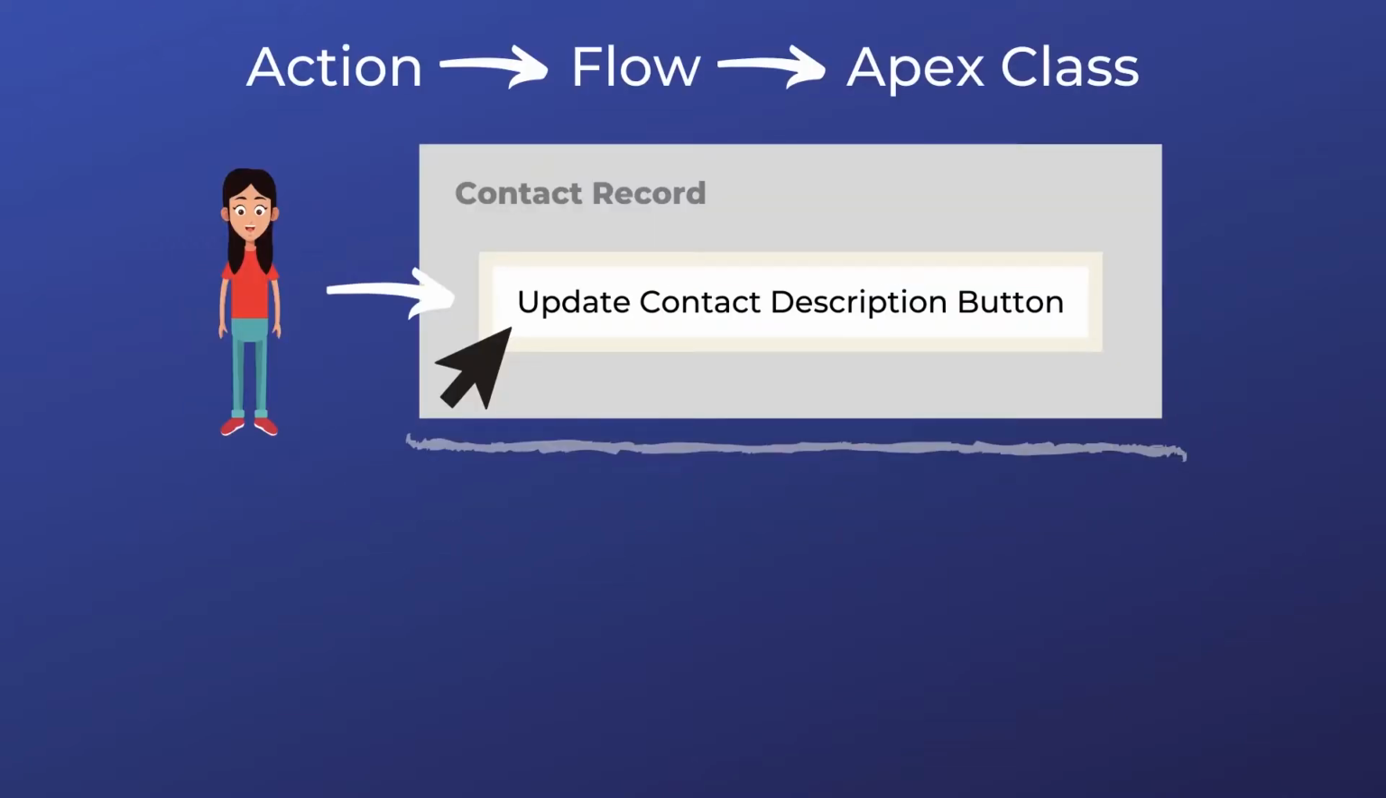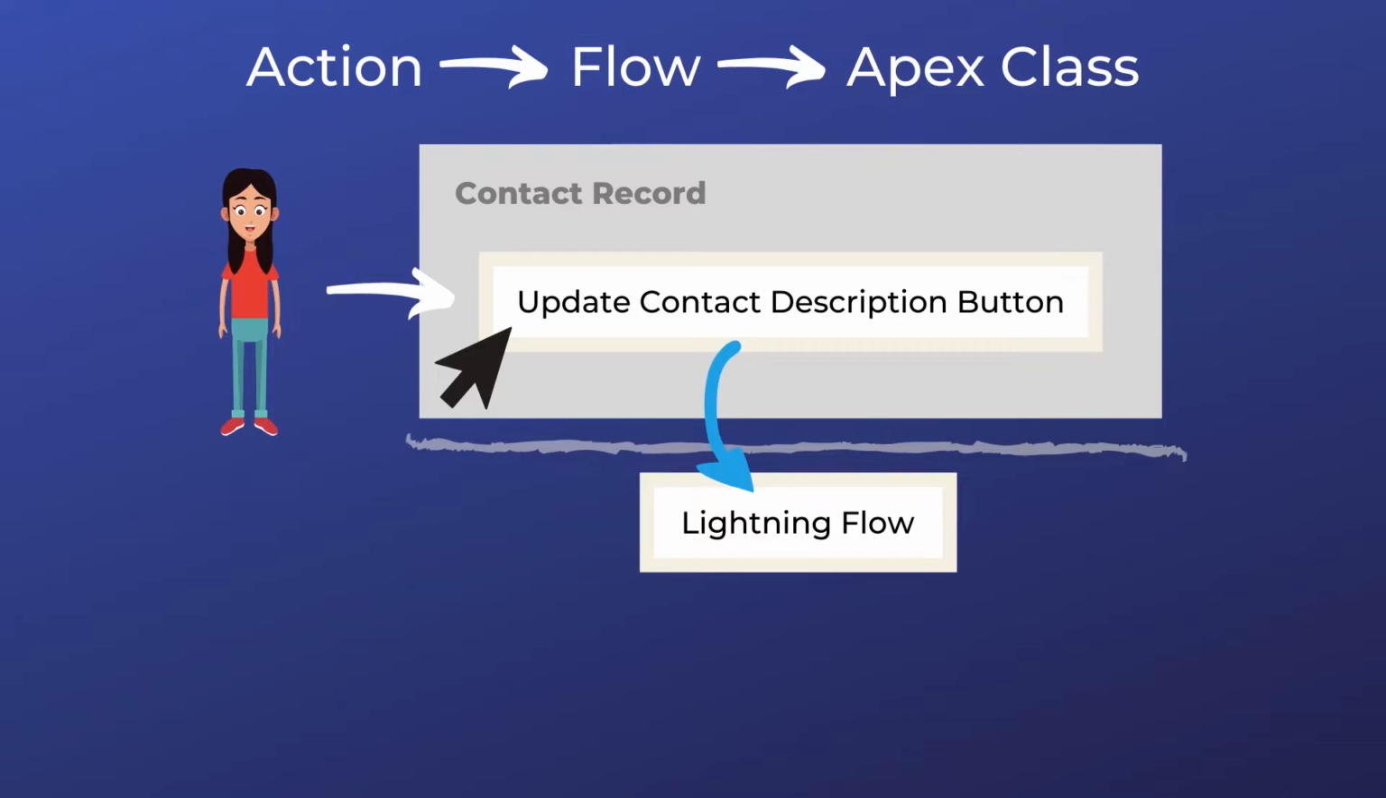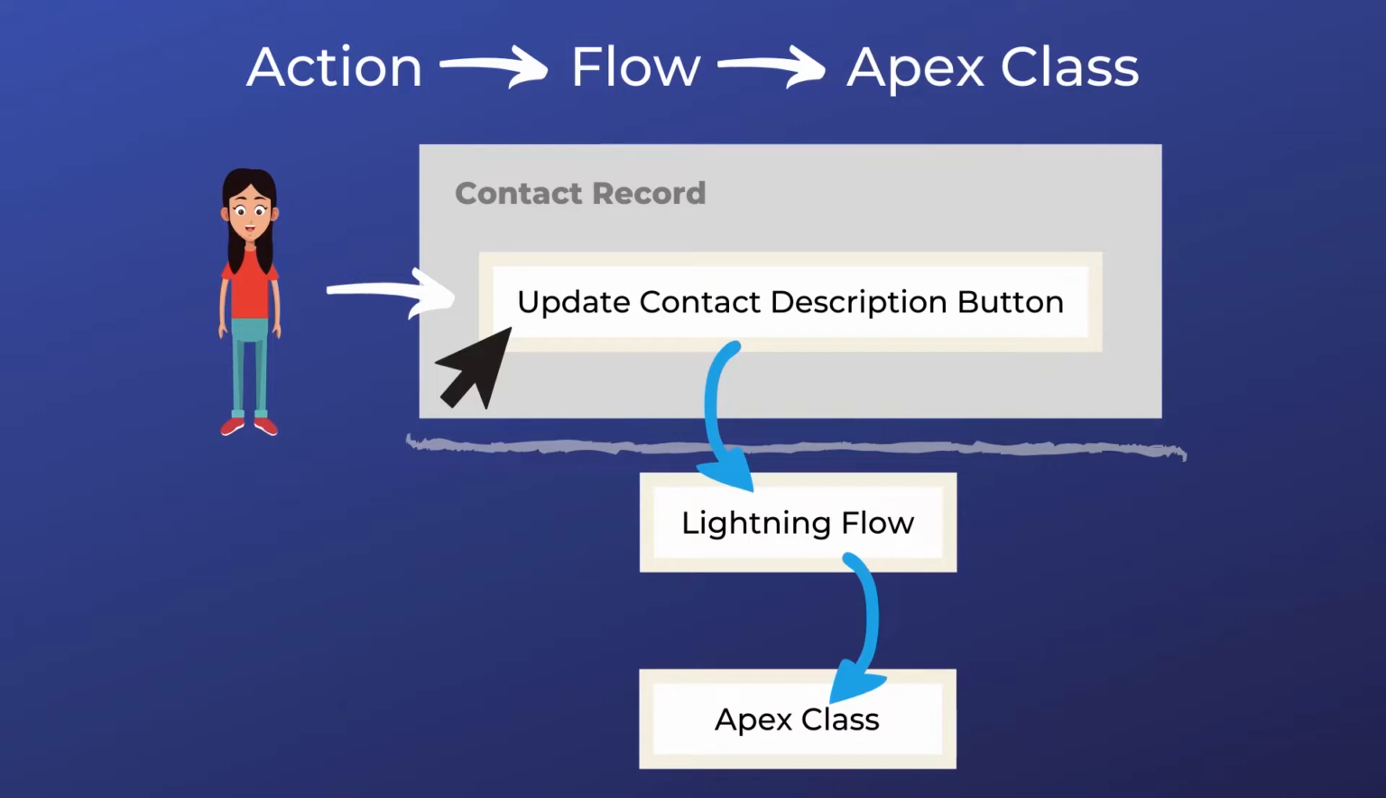The example that we're going to use is that a user is on a contact record and they click on a button labeled Update Contact Description on the UI. This button click will then kick off a flow which we'll be building out using our Lightning Flow Builder, which will then invoke a method in our Apex class that holds the logic to update the record.